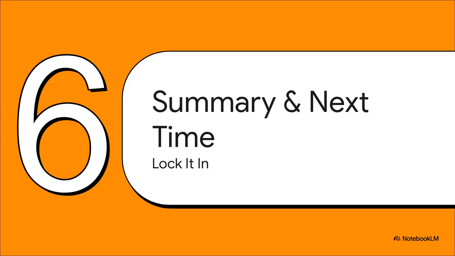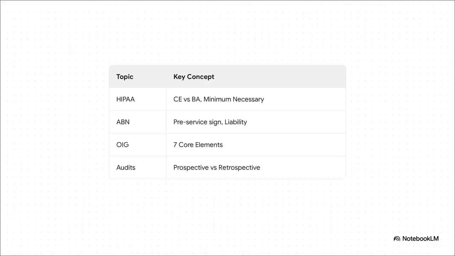Finally, Section 6, Summary, and Part 98 Teaser. Let's lock all this in with a quick review. Go ahead and take a screenshot of this one-page visual summary cheat sheet right now. It's packed with the highest yield compliance facts you'll need to memorize. Just remember the minimum necessary rule for HIPAA, remember that an ABN only shifts financial liability if it's signed pre-service, nail down that OIG 7-step sequence, and know the difference between prospective and retrospective audits.